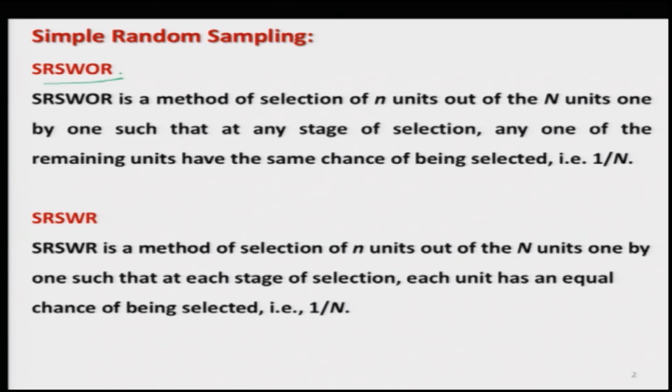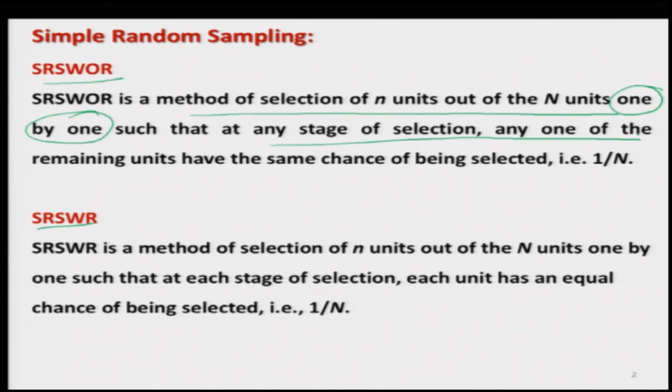Well, now let me start this lecture, and I will try to give you some more ideas. I will try to continue on the same lines that I did in the earlier lecture. So, you may recall that we started with the definition of simple random sampling, and we had discussed two things: SRSWOR and SRSWR. Just for the sake of quick revision, simple random sampling selects n units out of a population of capital N units, and the sampling units have to be drawn one by one, such that at any stage of selection, any one of the remaining units has the same chance of being selected.